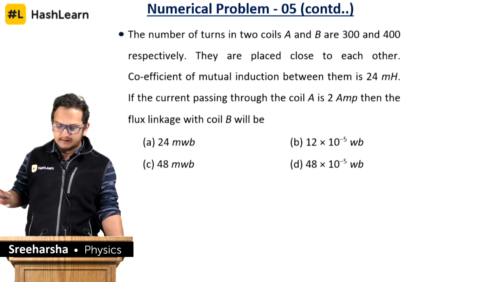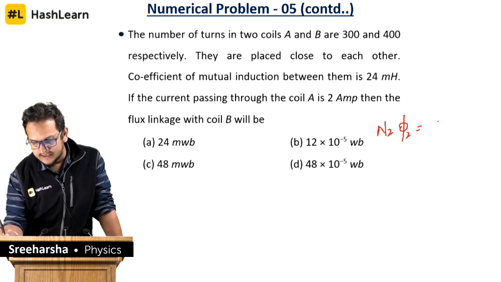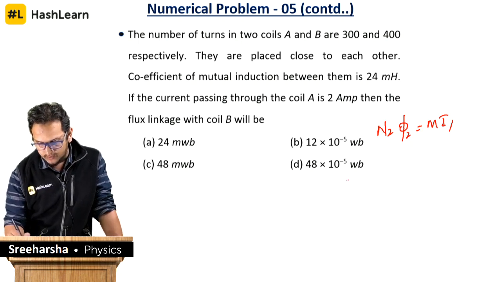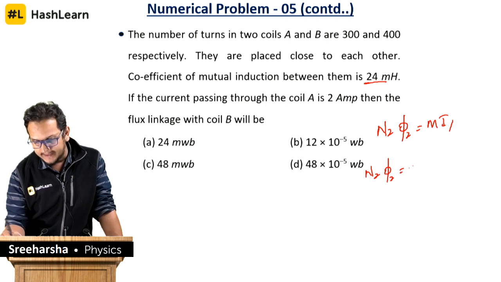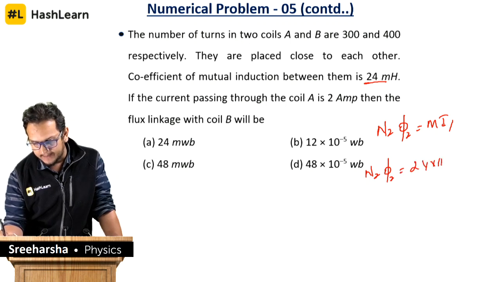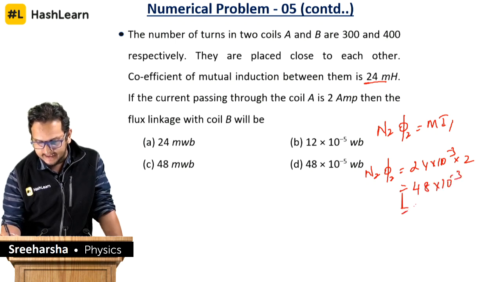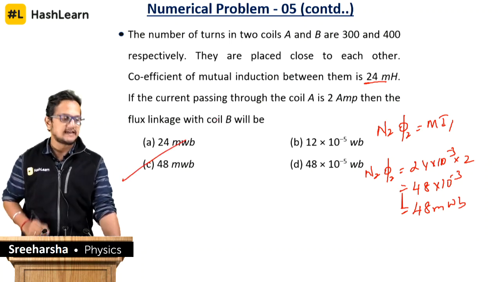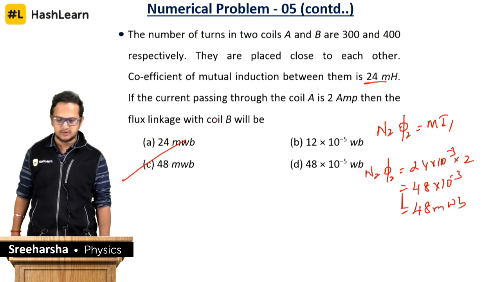Right students, so the flux linkage is given by N2 phi 2 is equal to M times I1. M value is 24 millihenry. So N2 phi 2 will be equal to 24 into 10 power minus 3 into 2, which is equal to 48 into 10 power minus 3, which is 48 milliweber. So the correct answer is C. The 48 milliweber is the answer, students.